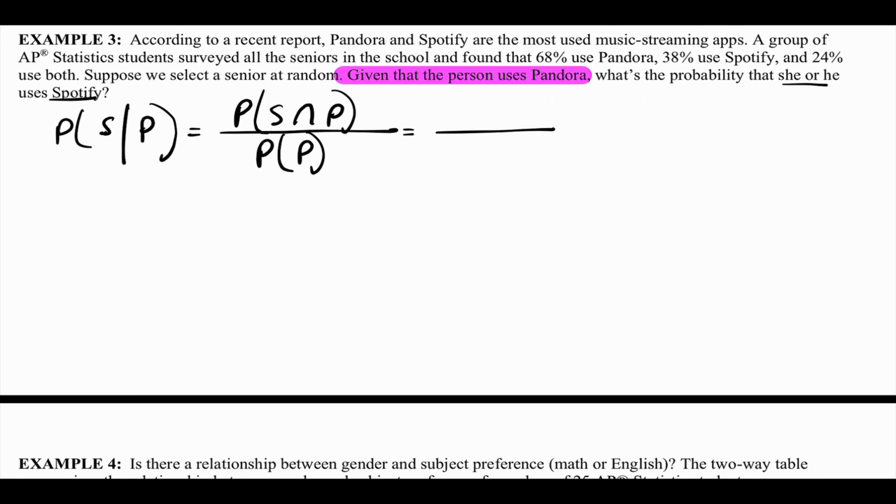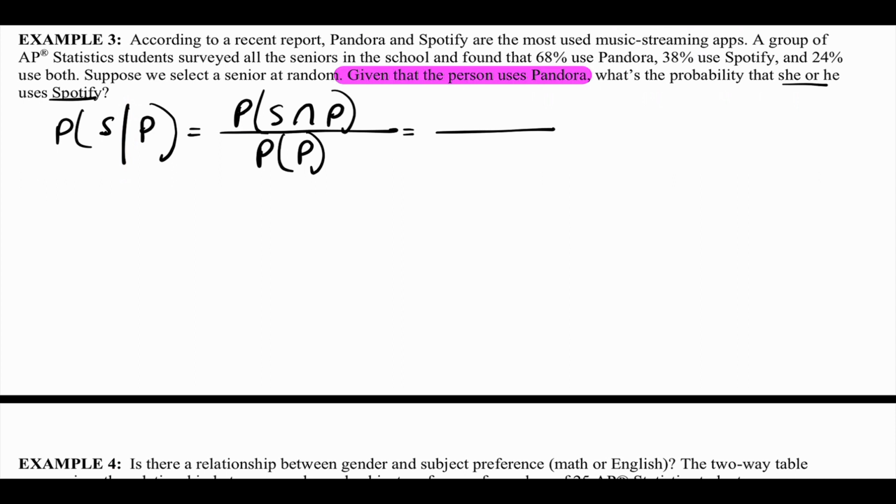Okay, so given that a person uses Pandora, it's already happened. That means it goes after the little slash. What is the probability he or she uses Spotify? Okay, so that's the question. What's the probability of Spotify? So S comes first, P comes after the slash. So that means the probability of both over the probability of just P, right?